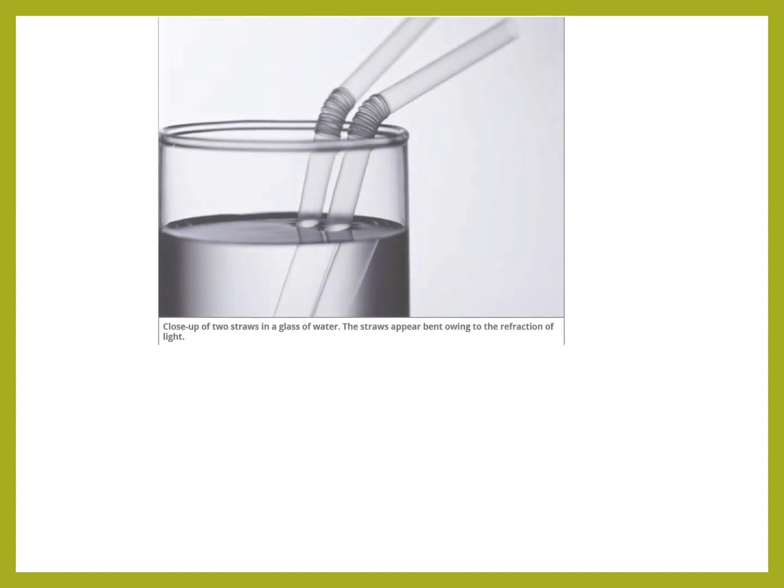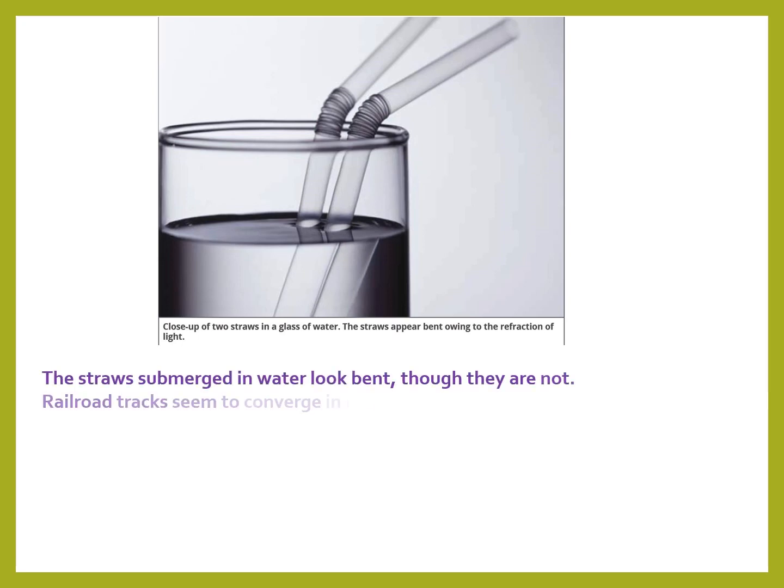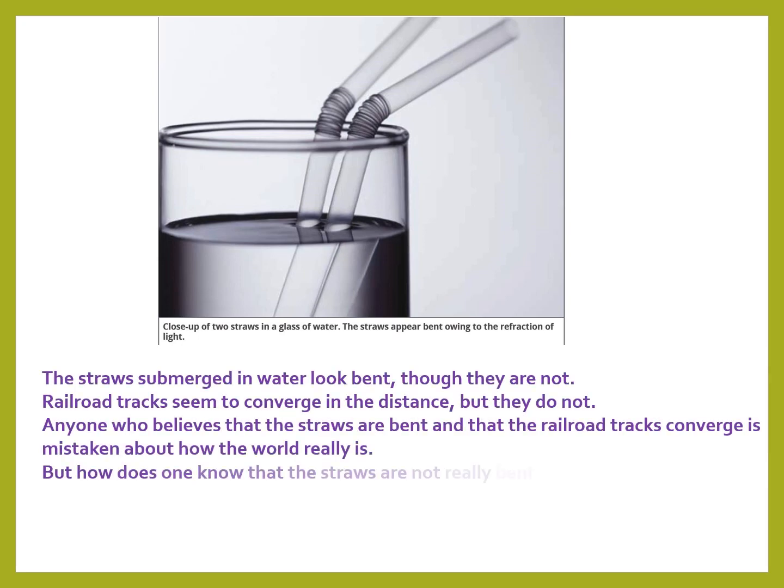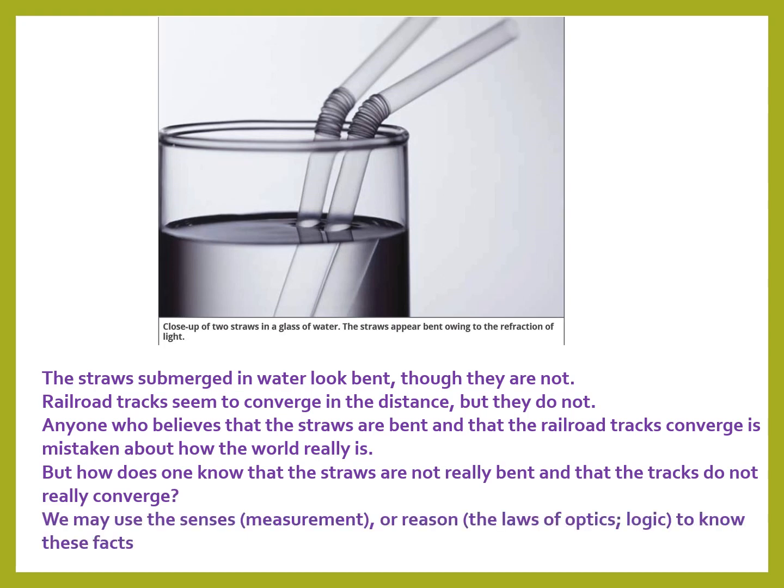Let's have a look at this picture of two straws in a glass of water. The straws submerged in water look bent, though we know that they are not. A similar issue happens with railroad tracks that when you look at them, they seem in the distance to converge, but we know that they are not. Otherwise, trains would not be able to ride on them.